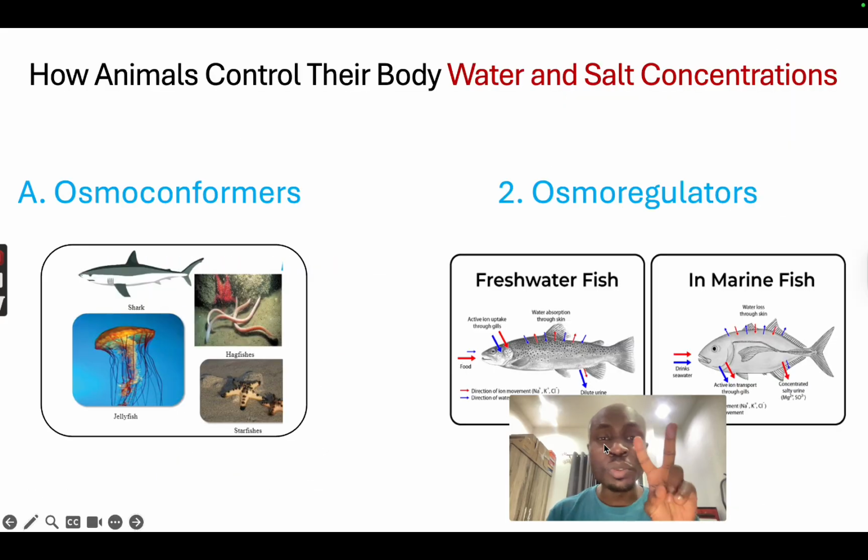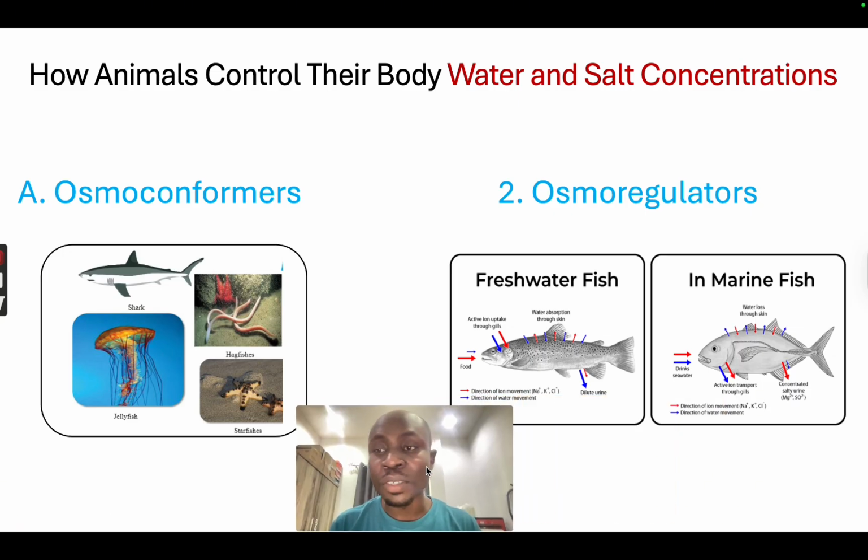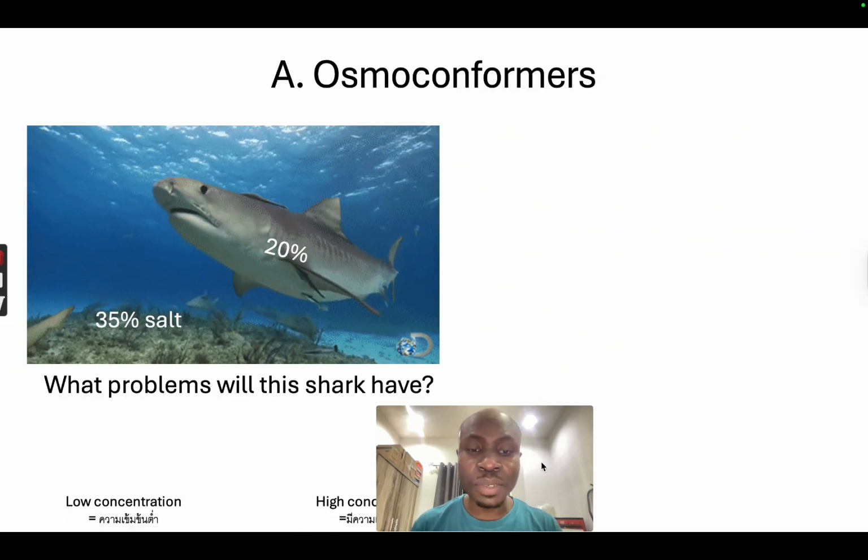There are two groups of animals. Some animals are called osmoconformers, and some animals are called osmoregulators. Let's talk about the first group, osmoconformers. How do they control the amount of water and salt in their bodies? First, let's start with sharks.